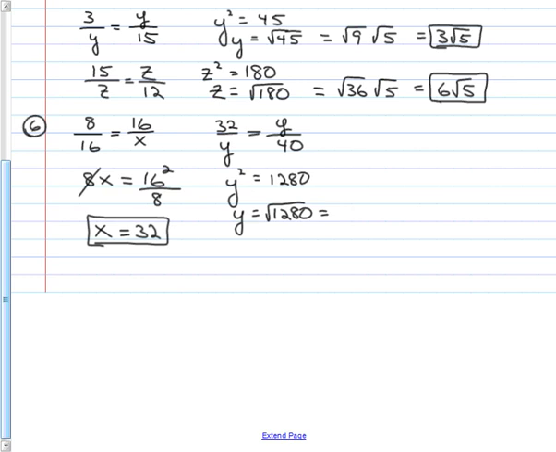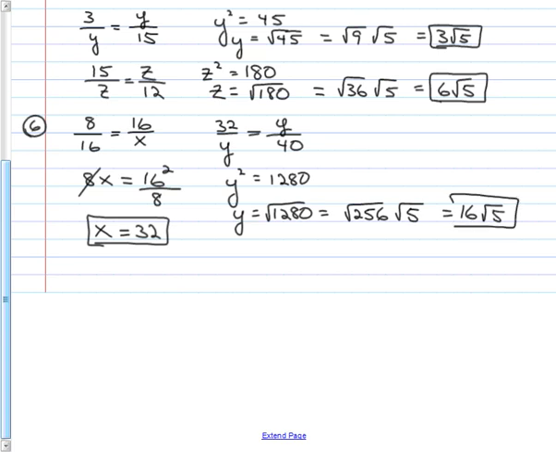Now, you might have started with a 4. How many times does 256 go into it? 5 times. What's the square root of 256? 16. 16 square roots of 5.